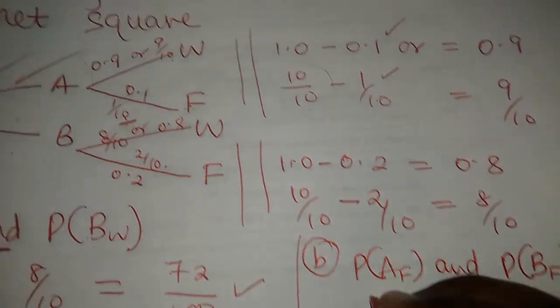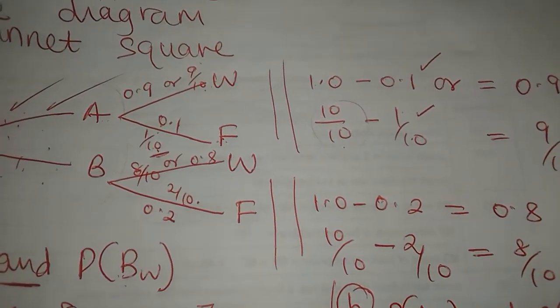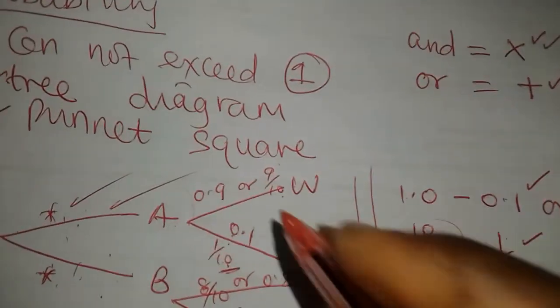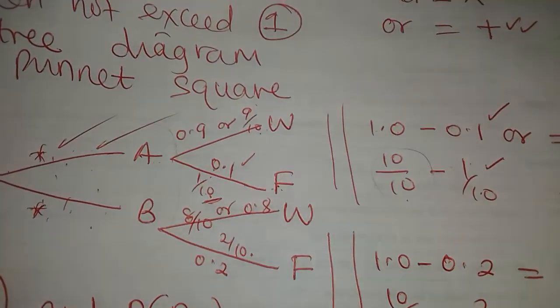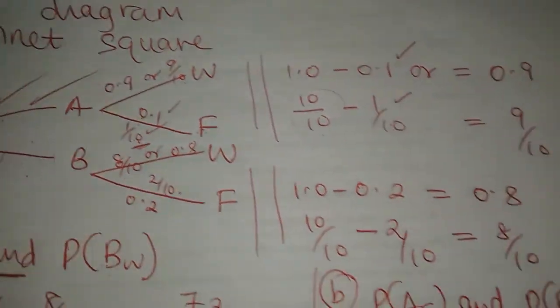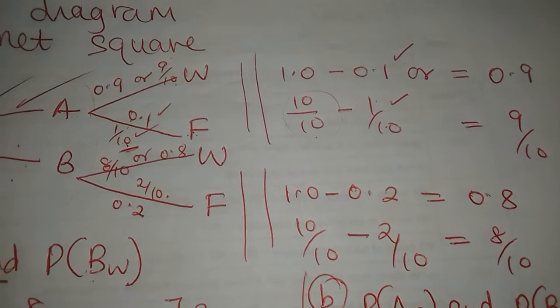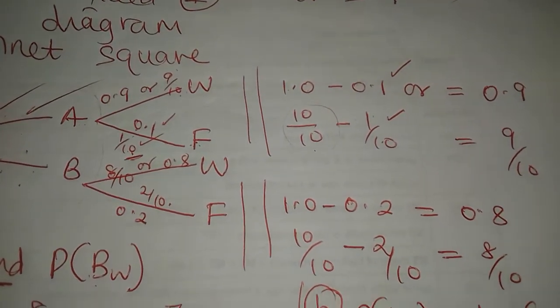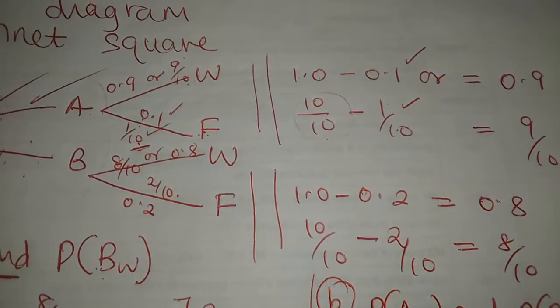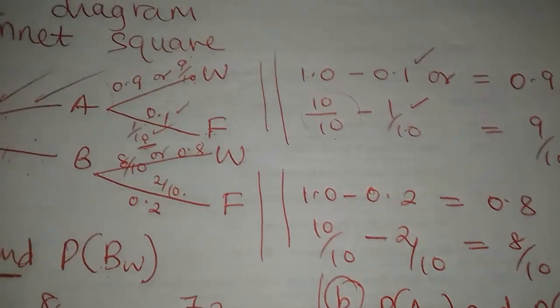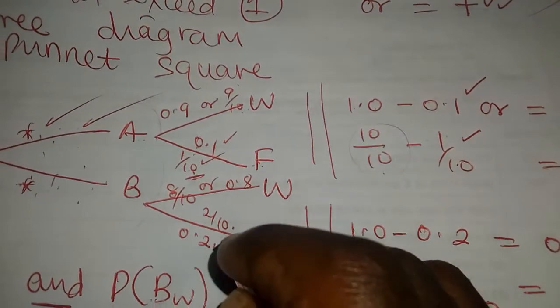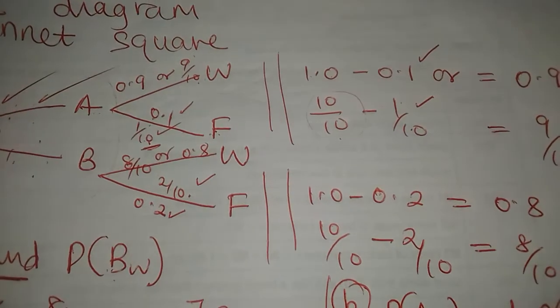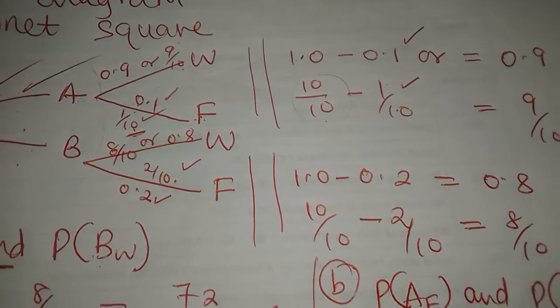So A failing is actually 0.1 or 1 over 10. That's what we have here. Good. Then multiply by, because all are actually not working, so that's actually "and." That means multiplication. So 0.1. B failing is actually 0.2 or 2 over 10.